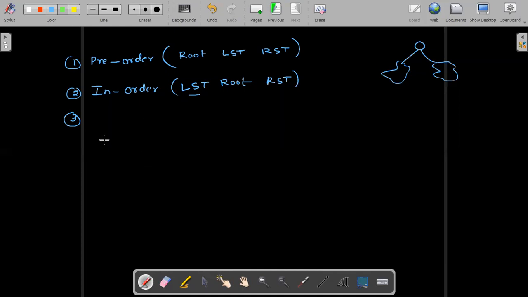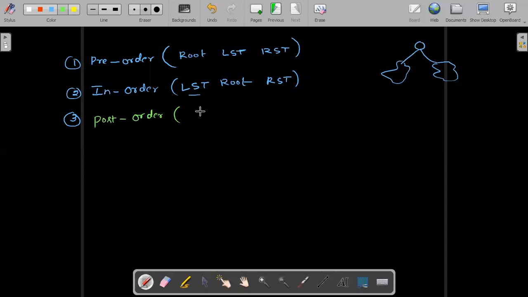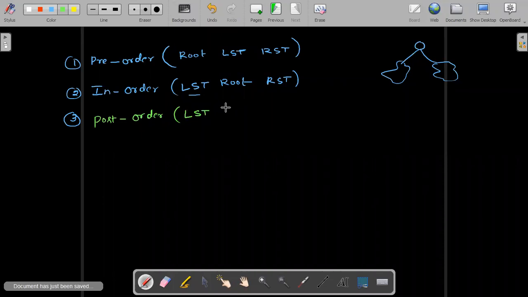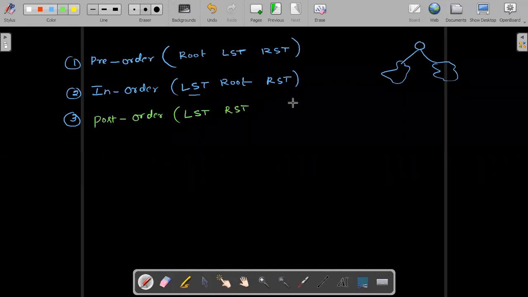Third one, post-order. Very simple, like infix, postfix, prefix. Anybody have doubts here? The left subtree is over, right? Post-order is nothing but the left subtree, then the right subtree, and after that the root.